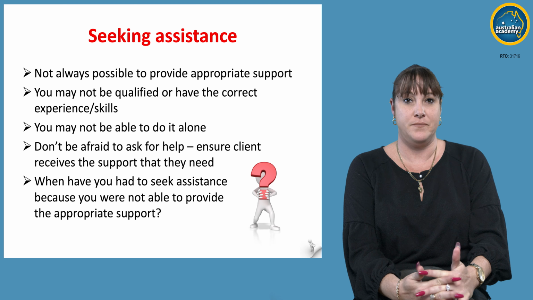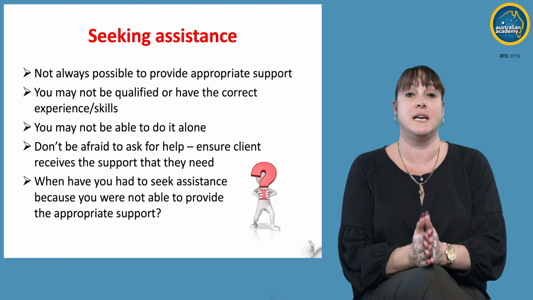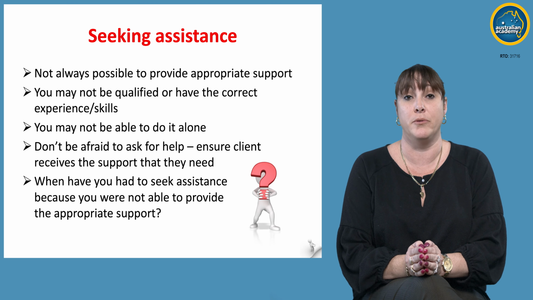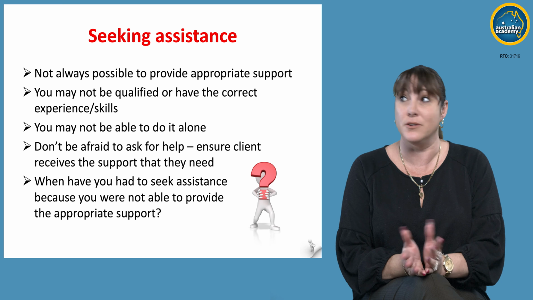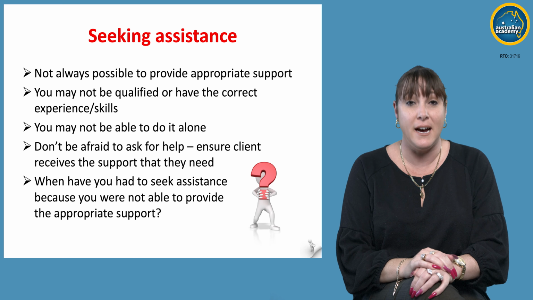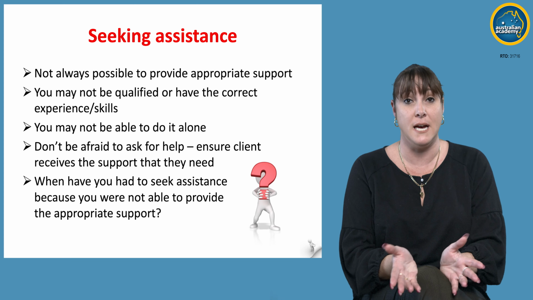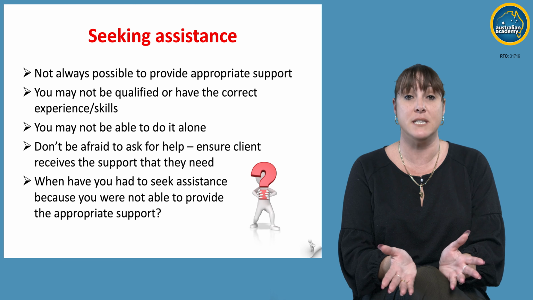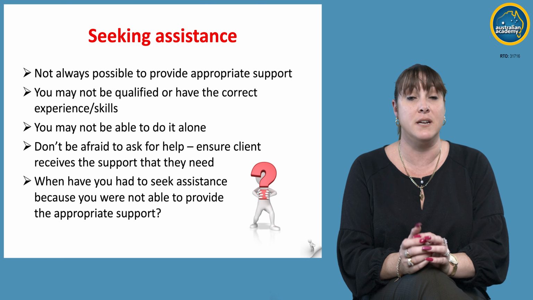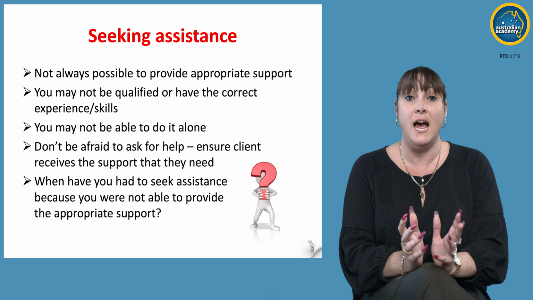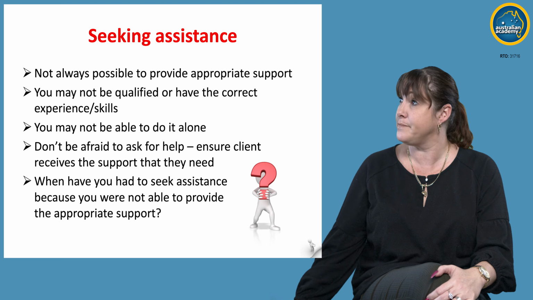Seeking assistance. So you may be faced with a task that is outside of the scope of your role. So what do we need to do? We need to seek some assistance. How do we do this? We go to our supervisor. We explain to them what the task is and that you either haven't done the task before or that you feel that it's outside the scope of your role, and we get some assistance from them.